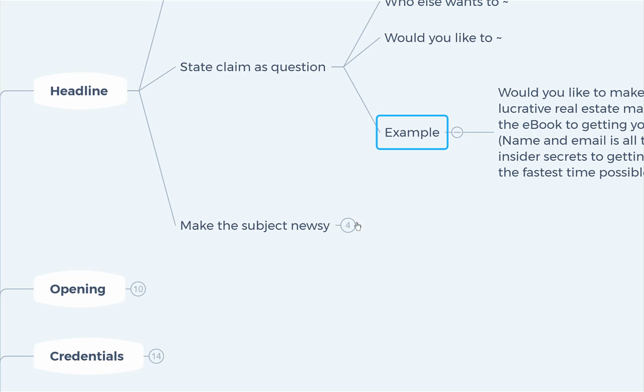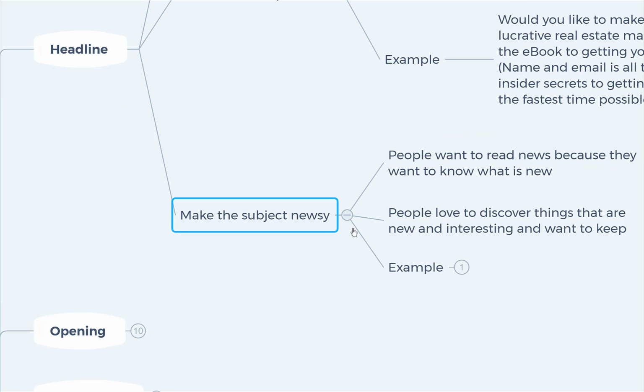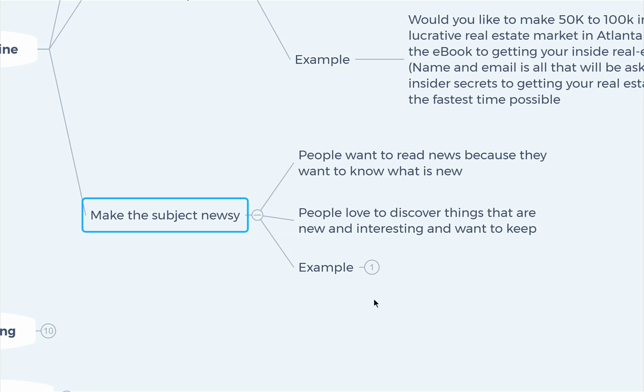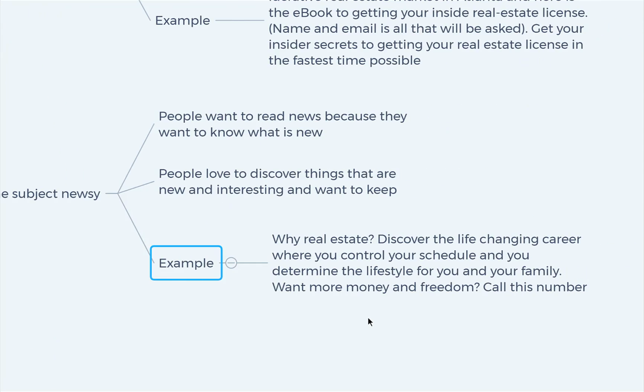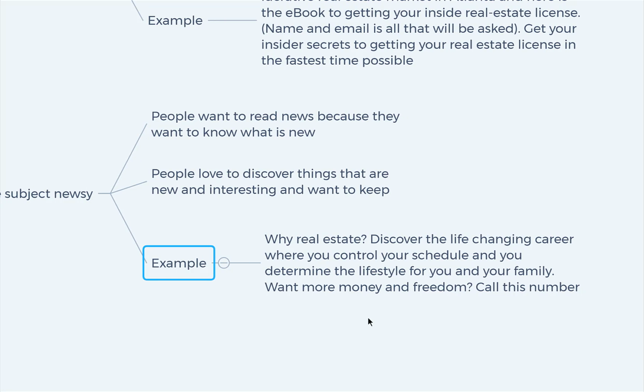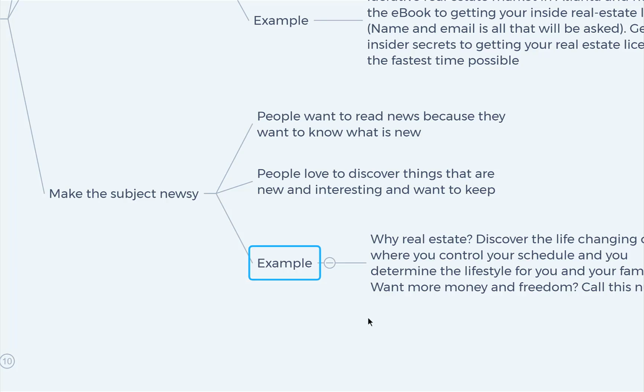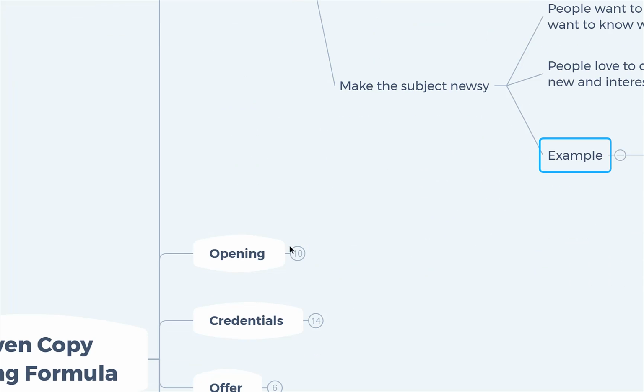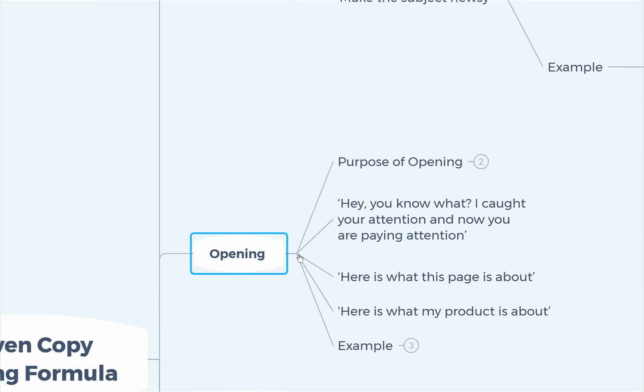Number 2 way will be to make the subject newsy. People want to read news because they want to know what is new. People love to discover things that are new and interesting. For example, why real estate? Discover the life-changing career where you control your schedule and you determine the lifestyle for you and your family. Want more money and freedom? Call this number.